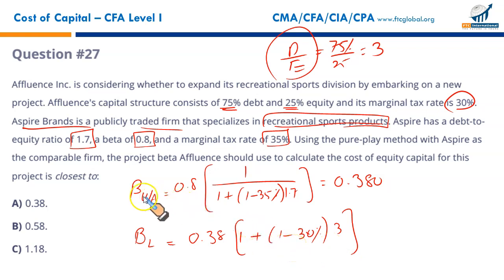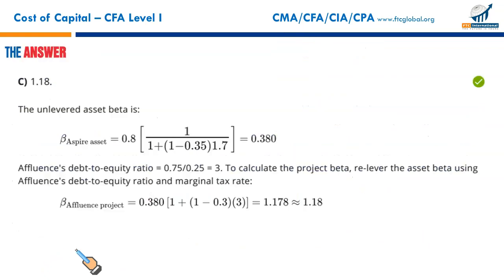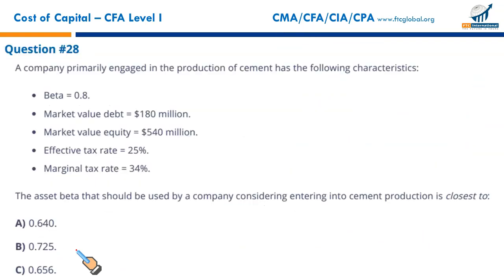So what I have done, I've calculated the unlevered or asset beta for recreational sports business. This is the unlevered beta, 0.380. Now I will lever it again, considering my debt to equity ratio, my capital structure. So it's going to be 3 times 0.70 plus 1 times 0.138 gives me 1.178, and that's approximately 1.18. That makes C the correct option, and C it is.